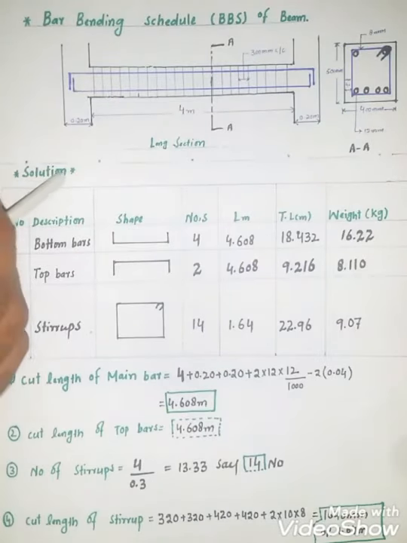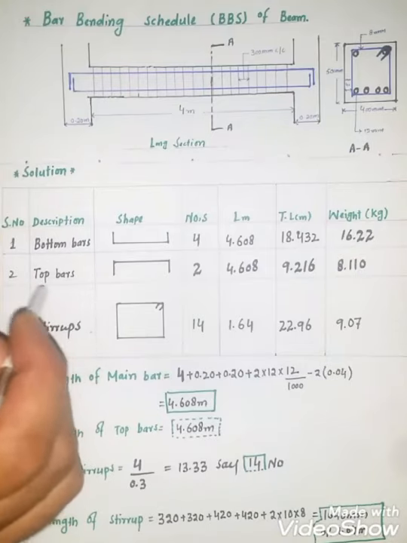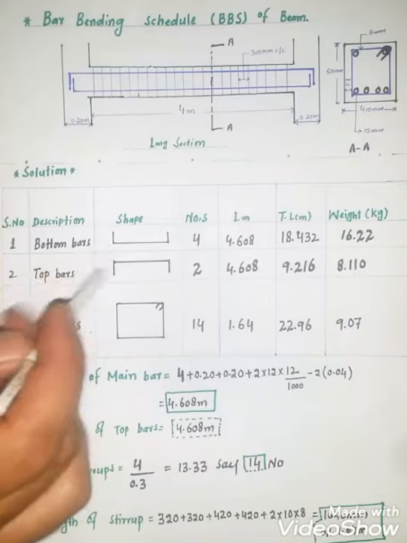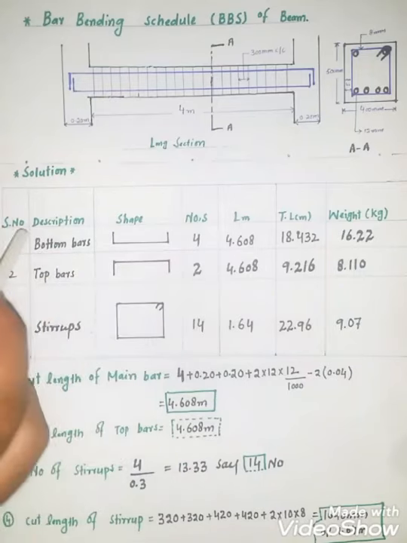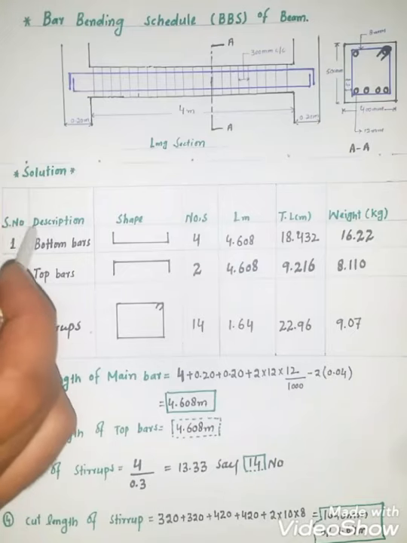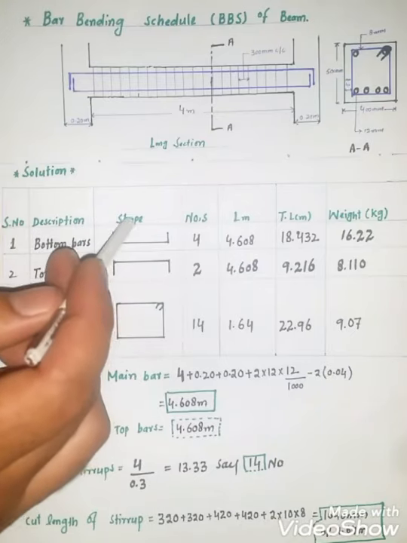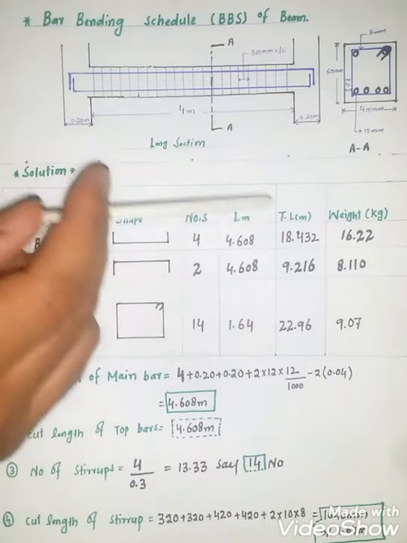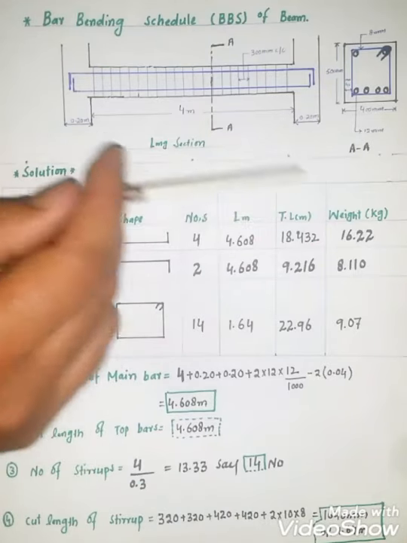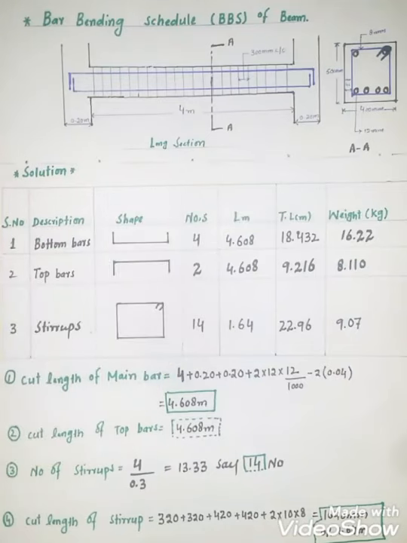Now let's start the solution. My dear friends, for bar bending schedule, you need to make this type of table: serial number, description, shapes, numbers, length in meter, total length in meter, and weight in kg.